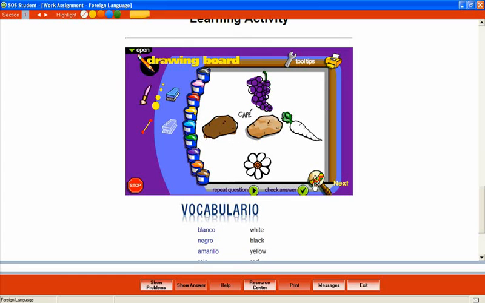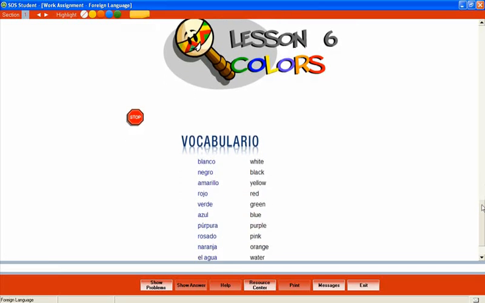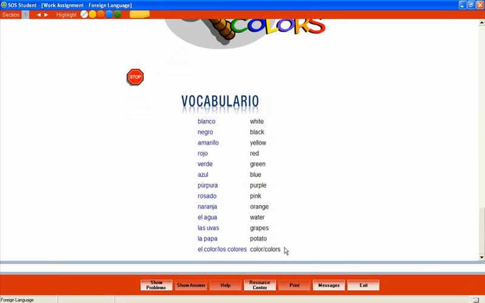Most lessons also contain vocabulary lists that allow students the opportunity to hear the correct Spanish pronunciation of the words and phrases introduced and used within the lesson. Let's listen to a few of these words and phrases.